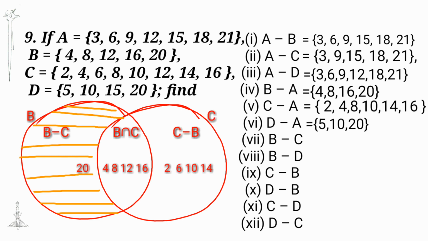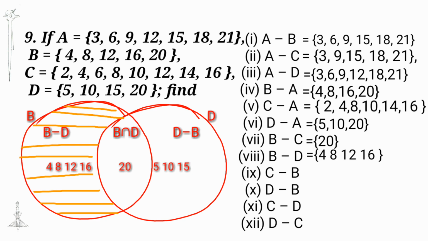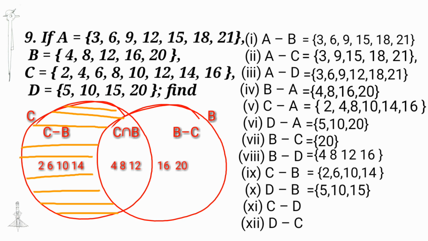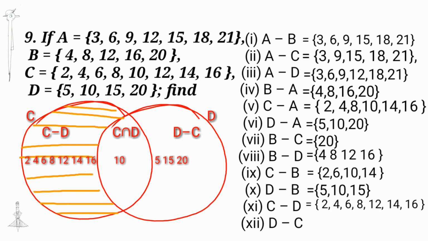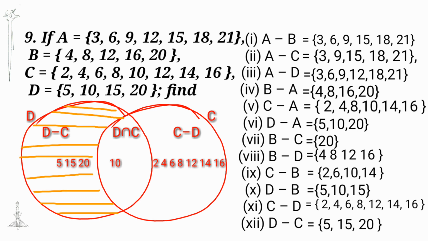B minus C set {20} and B minus D {4, 8, 12, 16}. C minus B {2, 6, 10, 14}. D minus B {5, 10, 15}. C minus D {2, 4, 6, 8, 12, 14, 16}. D minus C {5, 15, 20}.